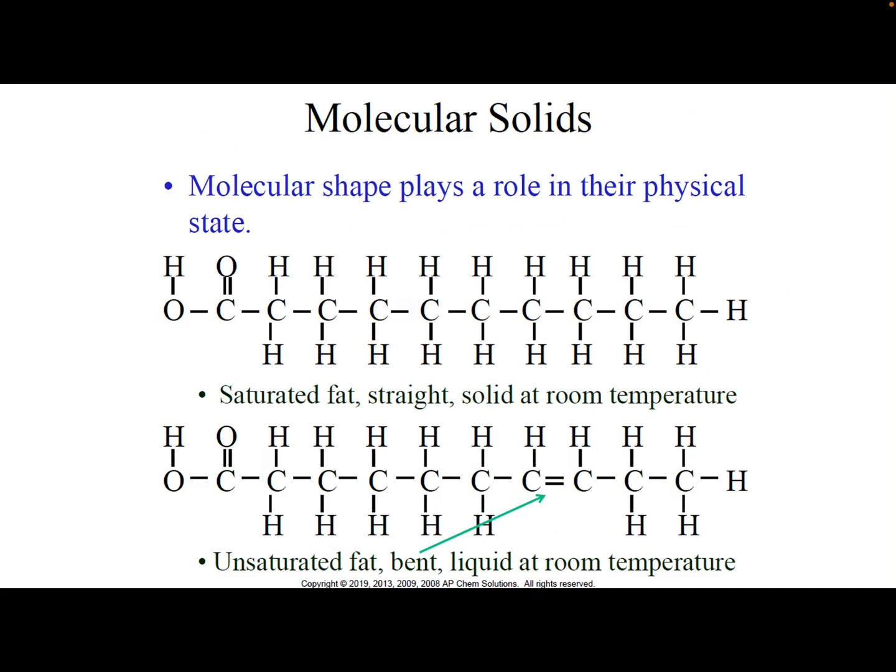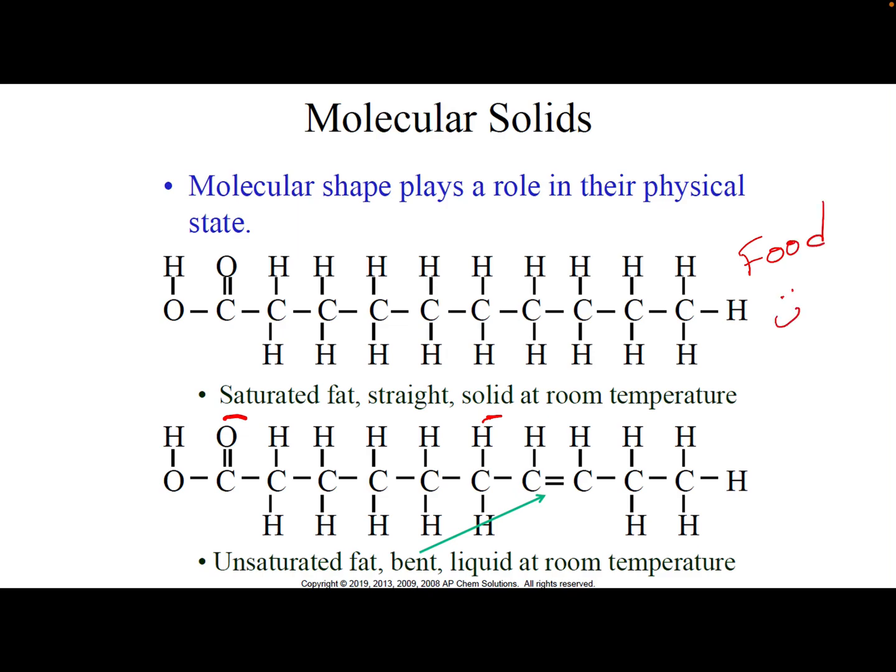Molecular shape plays a role, right, in their physical state. We looked at this idea of saturated and unsaturated fats in the last lecture. Saturated fats, you'll remember, are solid at room temperature. And unsaturated fats have at least one double bond, and that's going to change their geometry to produce a bent shape.